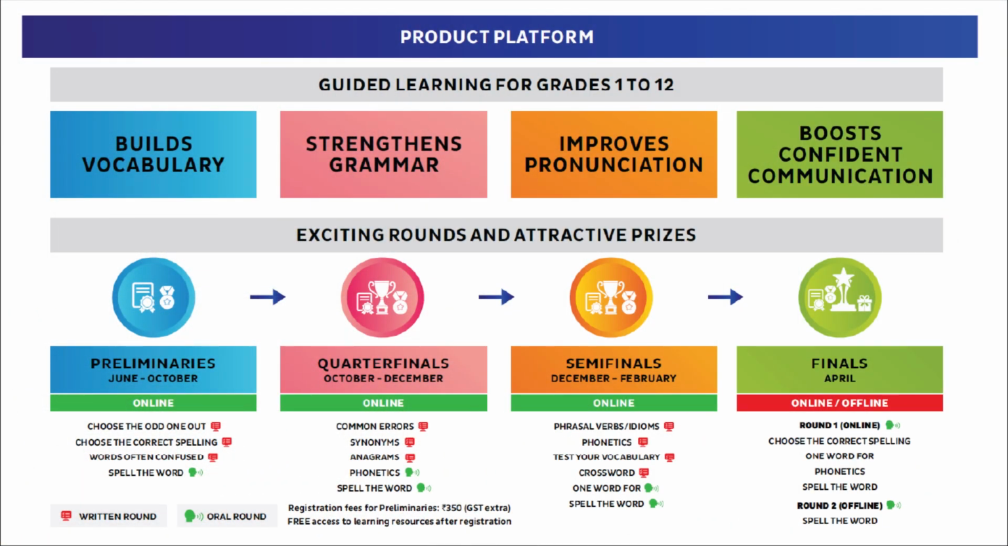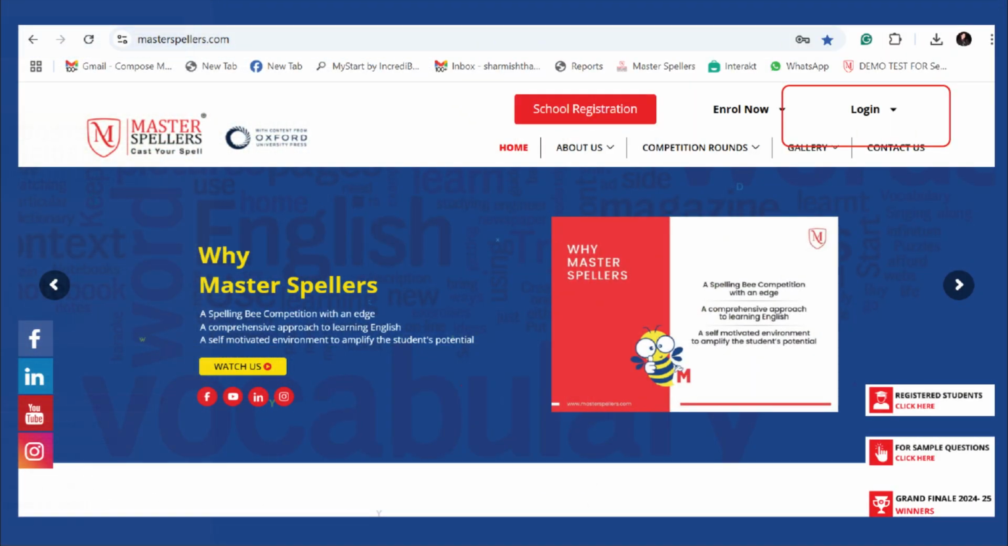The Master Spellers competition is held in 4 levels. The entry point is at the first level, which is held in the months between June to October. The 4 levels are: first level, quarter-finals, semi-finals, and the grand final. The first 3 levels are held online, and the grand final is in 2 parts, round 1 and round 2. The grand final is an auditorium round in which the finalists are invited at one venue to compete with each other, and the final trophies are awarded on that day.